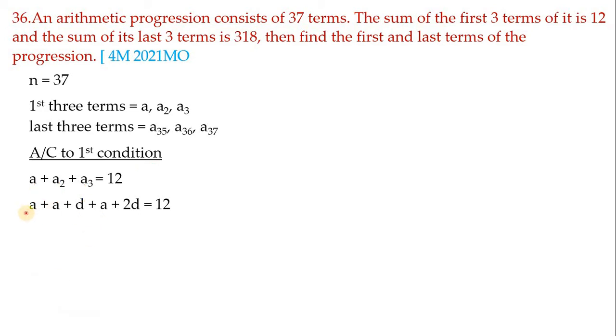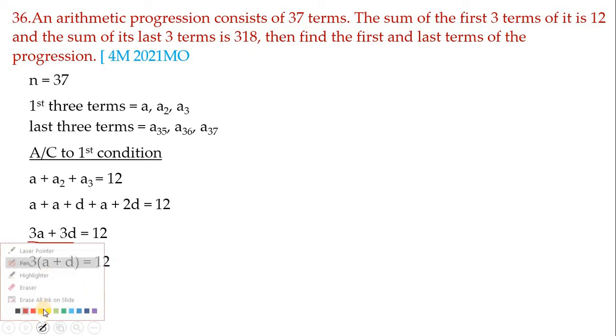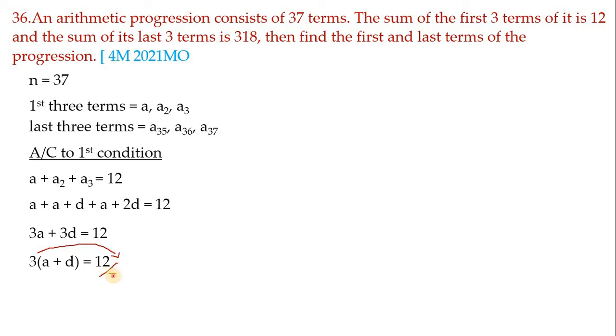Now let me add all the things here. How many times is A here? 3 times A, so 3A, and D plus 2D gives 3D. So finally we get 3A plus 3D equals 12. Here we can take 3 as a common factor. If you take 3 outside, A plus D is left, and 12 as it is. Next, transfer the 3 to this side to get 12 by 3. Cancelling, 3 fours are 12. So what is left is A plus D equals 4.